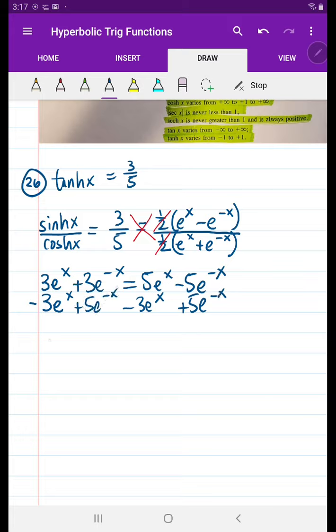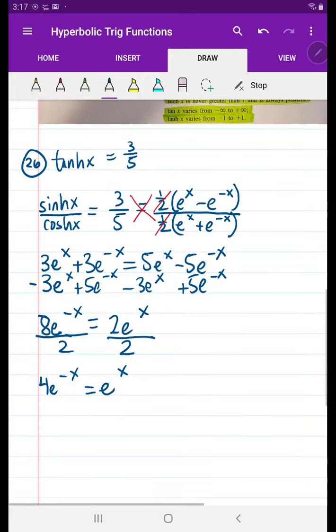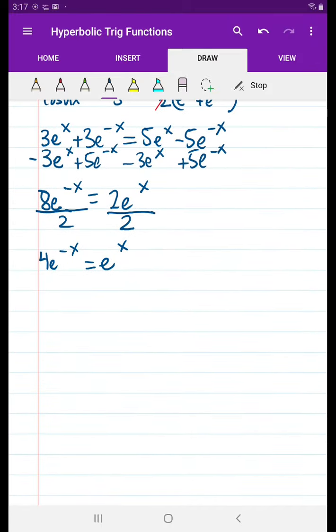So then on the left side, I'll have 8e to the negative x, and on the right side, I'll have 2e to the positive x. And then I'm going to divide both sides by 2. I'm trying to get e to the x by itself, so I'll get 4e to the negative x equals e to the x. And then I could multiply both sides by e to the x, right? So e to the x multiplied by 4e to the negative x equals e to the x times e to the x. I'm just multiplying both sides by e to the x.